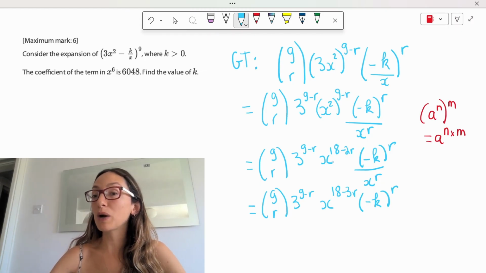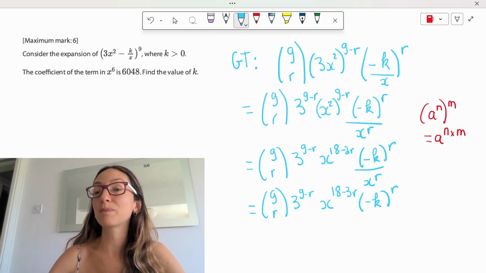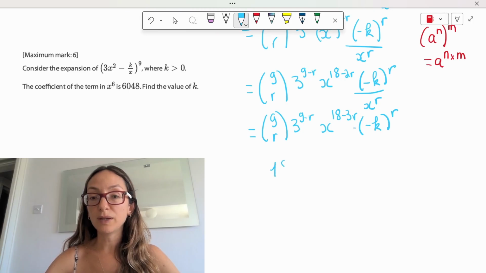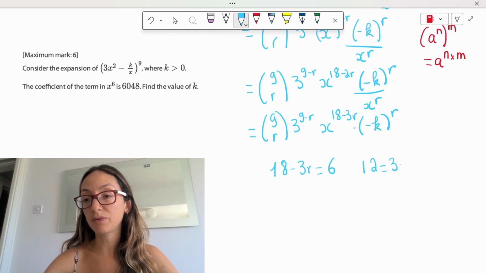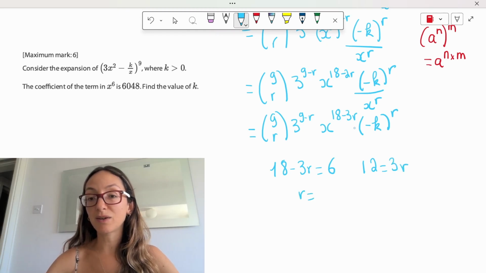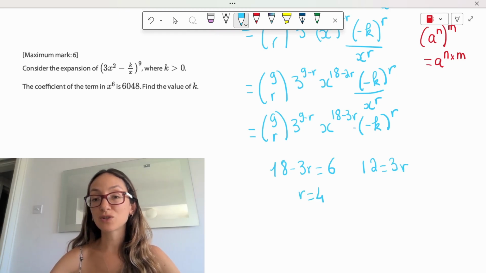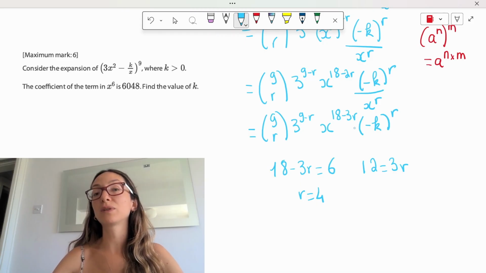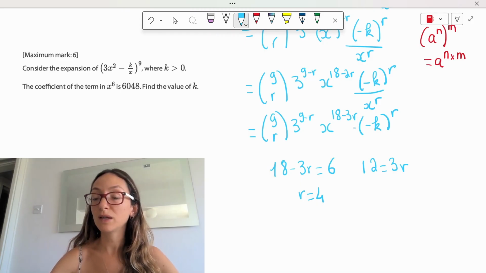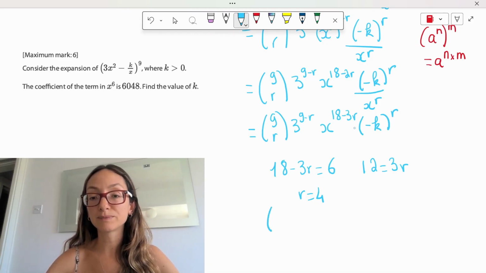Now we can find the required value of r that will give us the power 6. And so we solve. 18 minus 3r is equal to 6. That means that 12 is equal to 3r, and that means that r is equal to 4. So that is the value of r that will give us the term that we want. And now we just plug it back in.